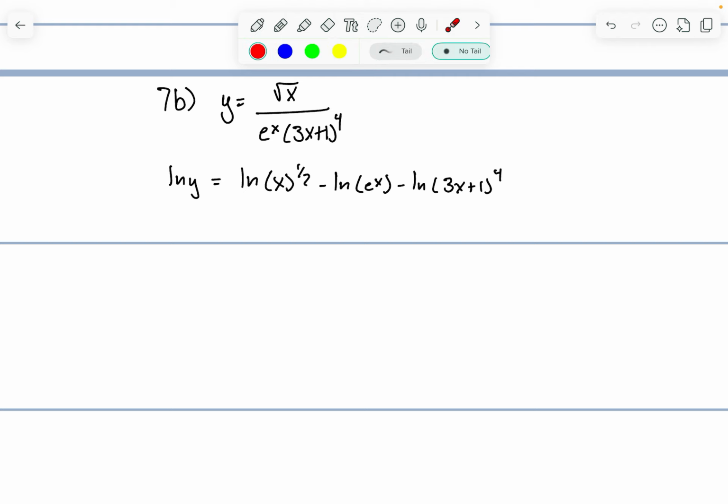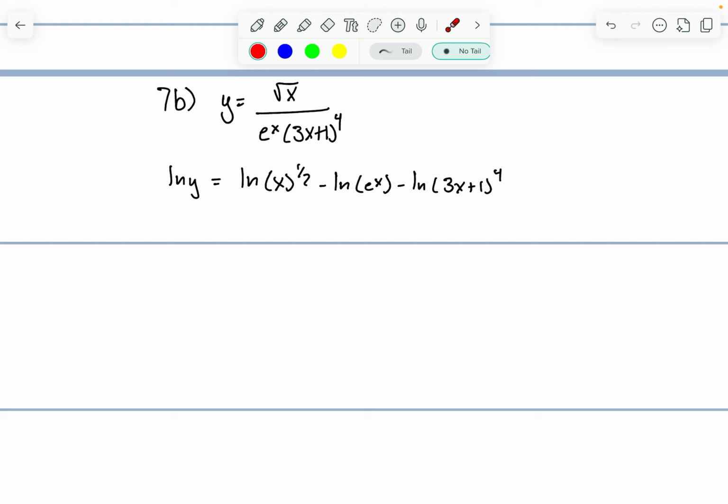Now, since these two are multiplying each other, this should be like adding, like right here, this should be an addition sign, but it's not, because the subtraction sign right here is being distributed to this entire thing, since these two are multiplying each other. So this is going to be negative, not positive.